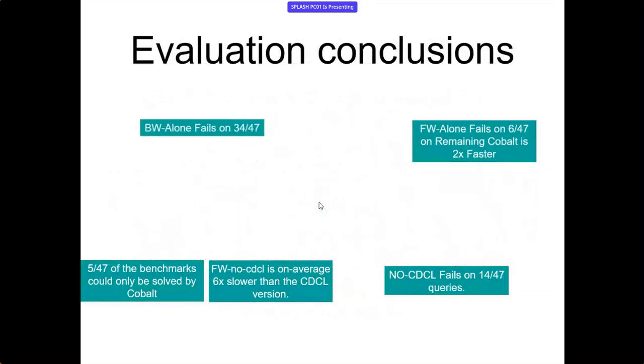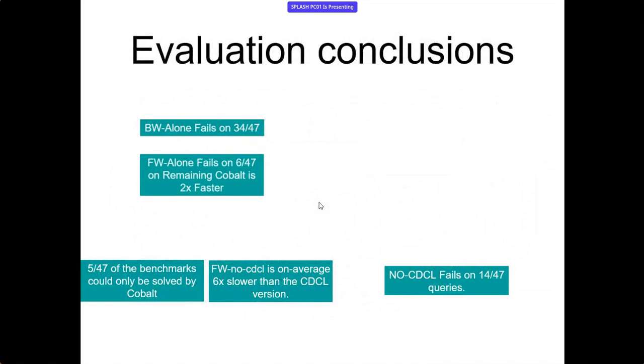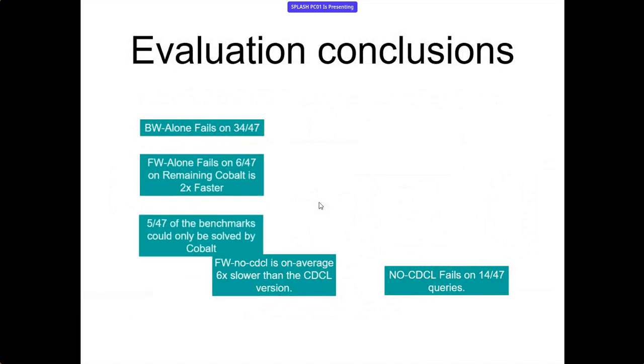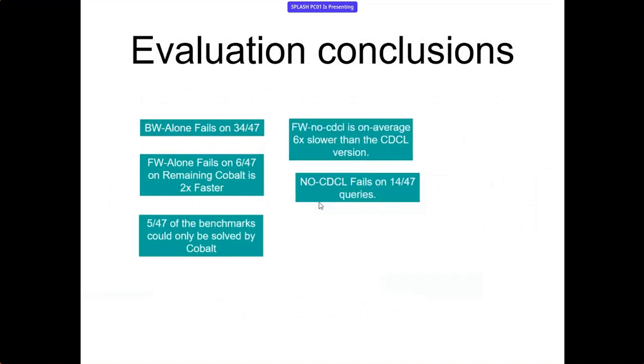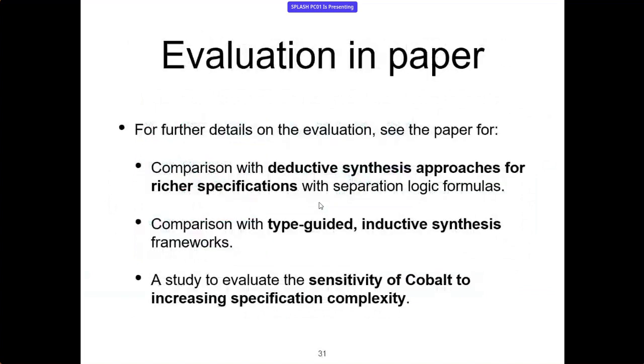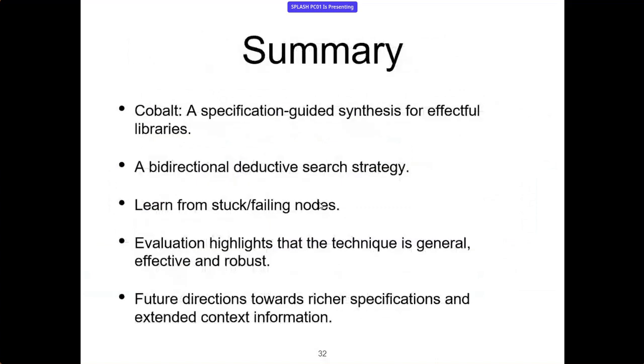So these are the overall conclusions for the evaluations. Overall, we found that Cobalt was able to find solutions where others could not, and wherever others could also find the solution, Cobalt was at least twice as fast as the others. There is an extension of the evaluation in the paper, which I won't talk about.